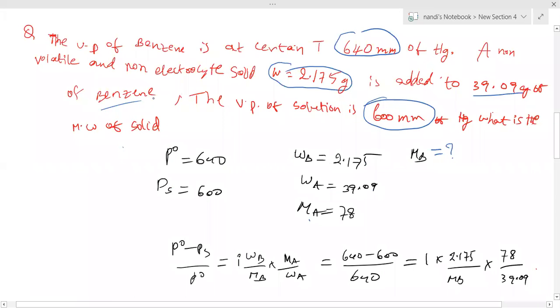The i value for a non-electrolyte, how much is it? The i value is 1. Yes, your answer is correct. Now WB, WA and MA are given, and MB we have to find out. Except MB, everything you know. Substitute, calculate MB, and you will get your answer.